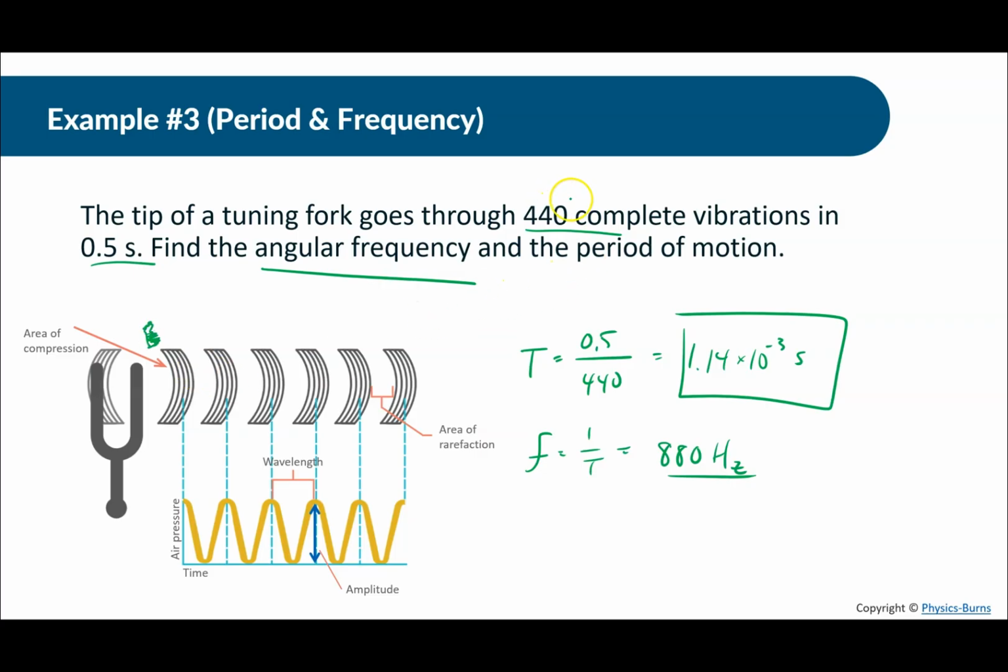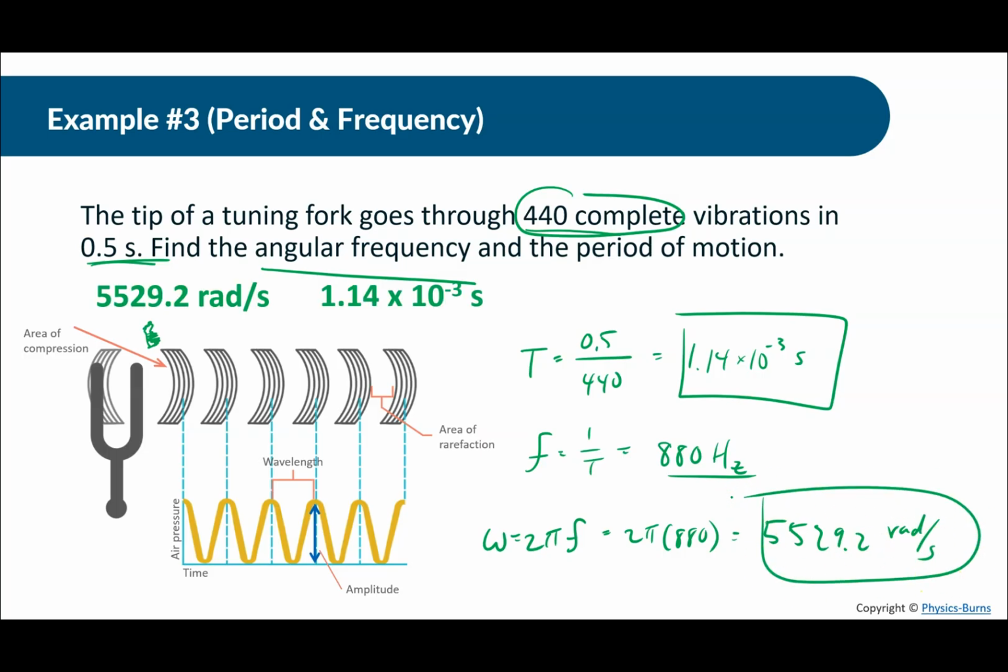Okay, and that should make sense because if it vibrates 440 times in 0.5 seconds, in 1 second, it's going to be double that. But anyway, the angular frequency is going to be equal to 2 pi times frequency, which is equal to 2 pi times 880, which is 5,529.2 radians per second. Okay? Hope that made sense.